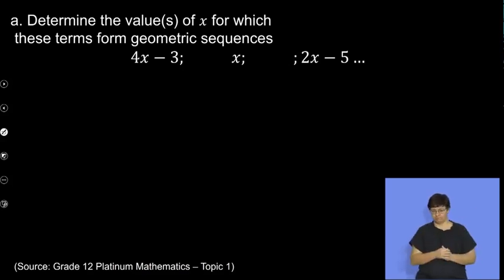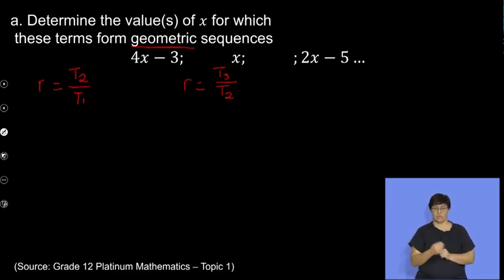So we have the first three terms, and I've been told that it is a geometric sequence. On the slide before, I mentioned that the geometric sequence property is the fact that there is a common ratio. I'm going to use that fact in order to solve for x. How can I do that? I know that the common ratio is equal to term 2 over term 1, but I can also write the common ratio as term 3 over term 2.